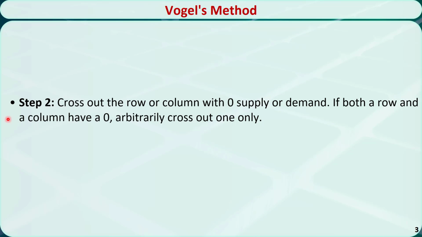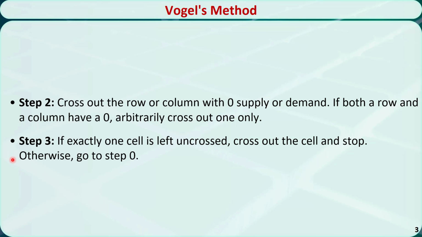If both a row and a column have a 0, arbitrarily cross out one only. In step 3, if exactly one cell is left uncrossed, cross out the cell and stop. Otherwise, we need to go back to step 0 and repeat the process.